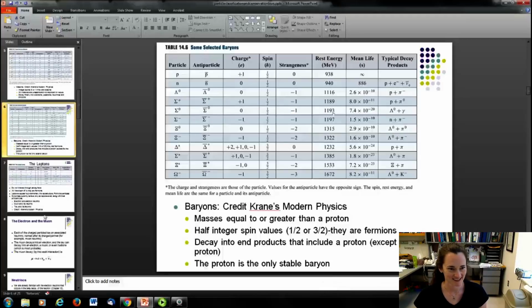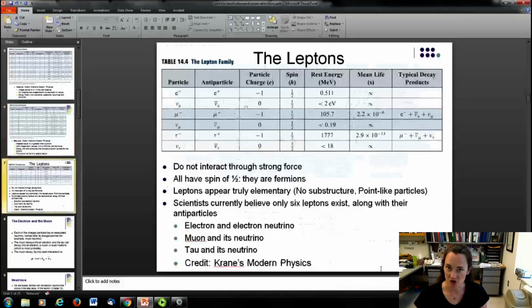Okay. Now, the next class of particles, not hadrons, all right, we're out of the hadrons. We're moving into the leptons. The leptons do not interact through the strong force. They all have spins of 1/2, so they're all fermions. They appear truly elementary. What that means is that you'll never really be able to measure the diameter of an electron. As far as we know, it's a point particle, just like the muon is, and the nu, and the tau. They're all point particles, which is kind of hard to think about, especially for some of the ones that are more massive, but there you have it.